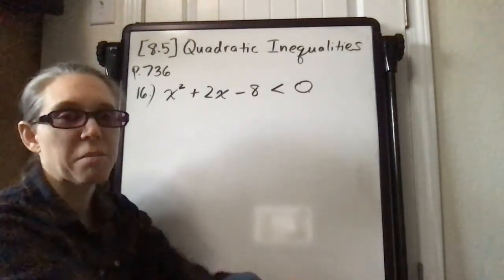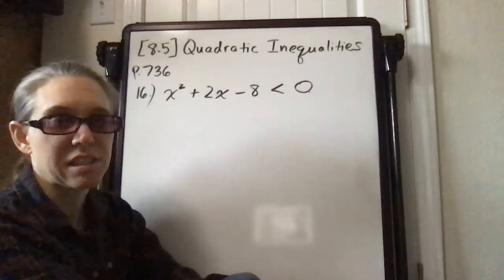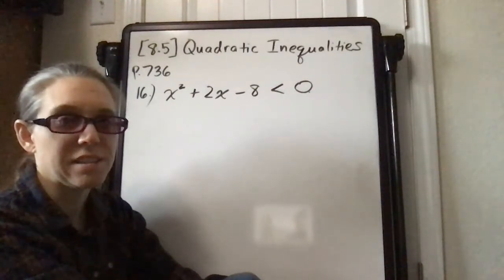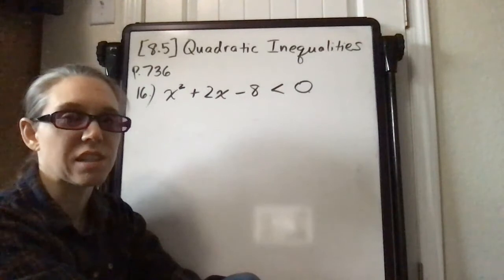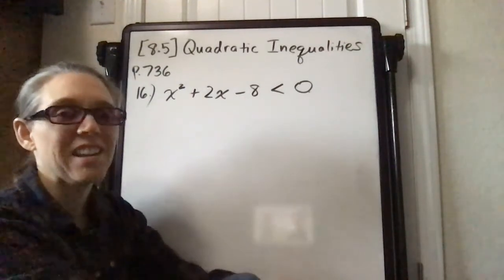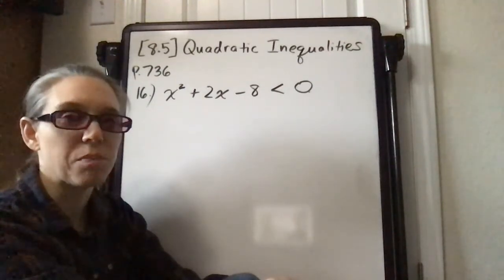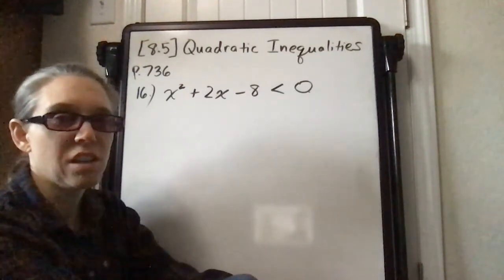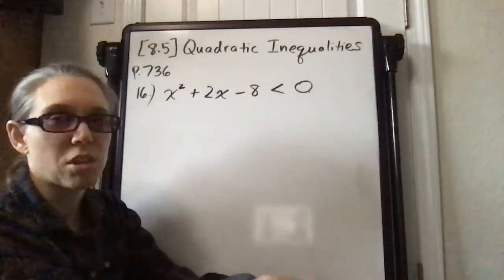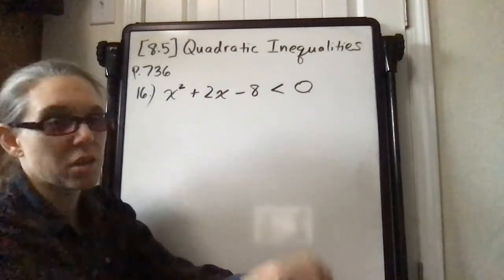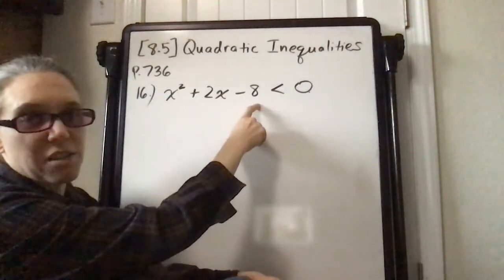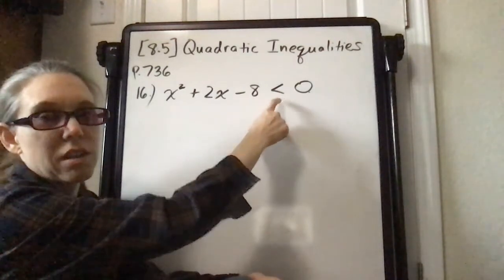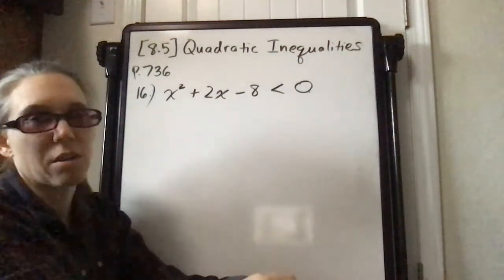The two problems I'm going to do right now are number 16 and 20 from the study set, and this will prepare you to do self-check questions 1 and 2. Okay, so here's number 16 from page 736. We're to solve this quadratic inequality. It's a quadratic expression here on the left-hand side and an inequality sign, hence quadratic inequality.